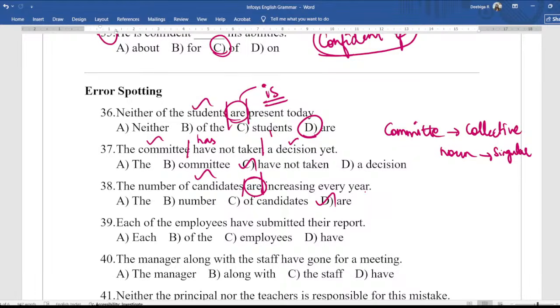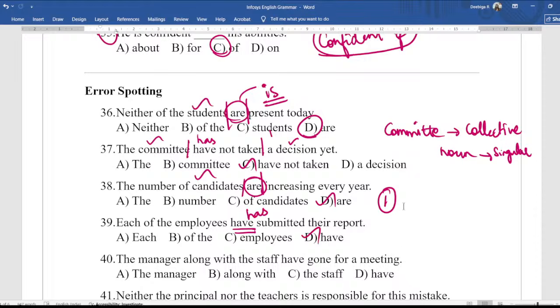Each of the employees have submitted their report. Here you can see each of the employees. We are talking about each employee, one employee. Okay, there may be thousands of employees, but when we are talking about submitting the report, we are talking about each one of them, and one of them is singular. So you have to use has here. The wrong part is have.